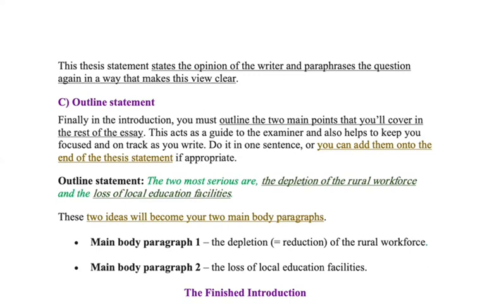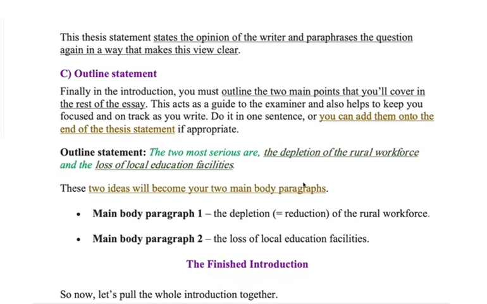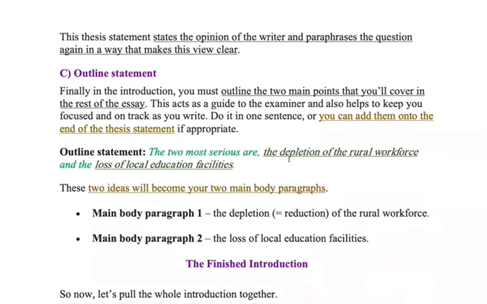And that's what you are going to talk about in main body 1 and main body 2. As long as you have mentioned the first one as the depletion or the reduction of the rural workforce, then it must go in body 1. Body 2 would be the second main idea, the loss of local education facilities.